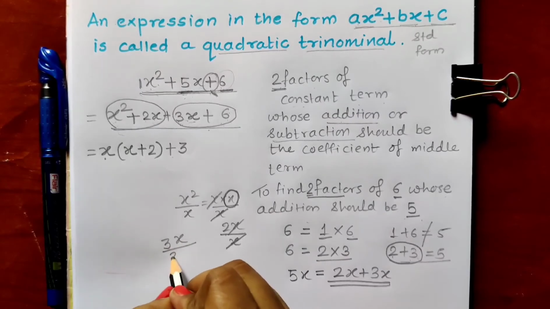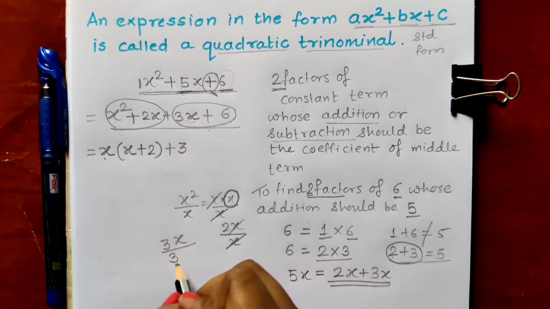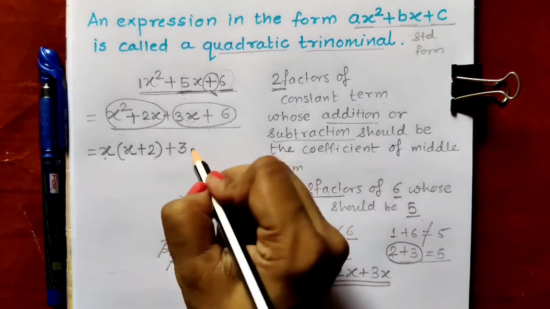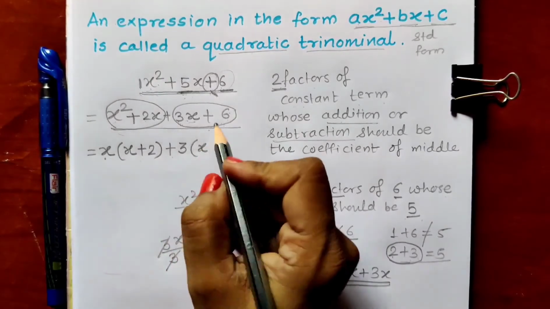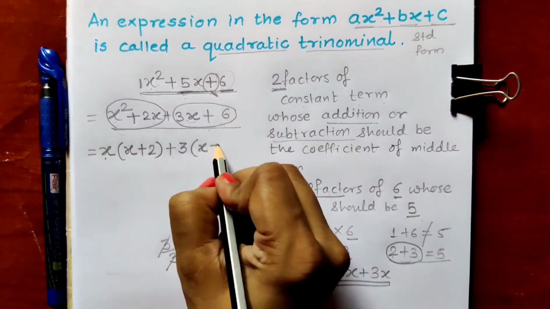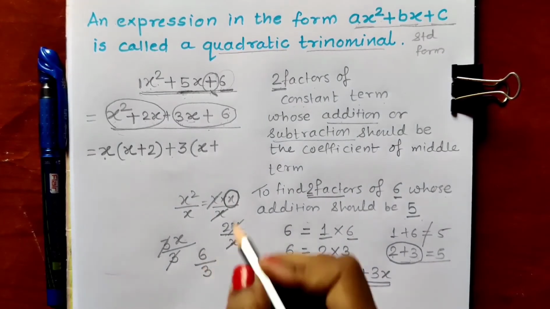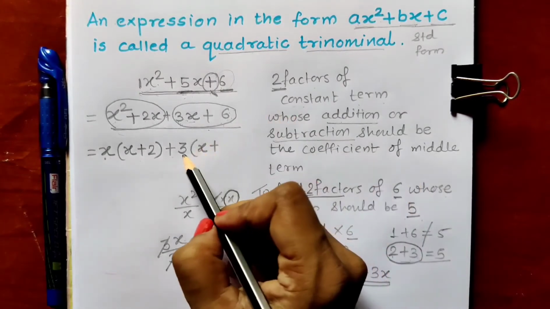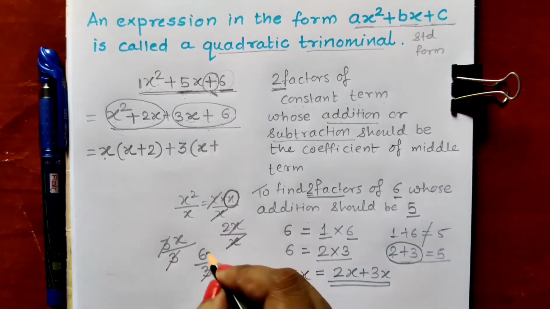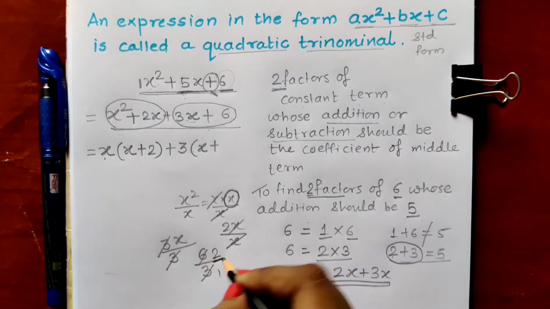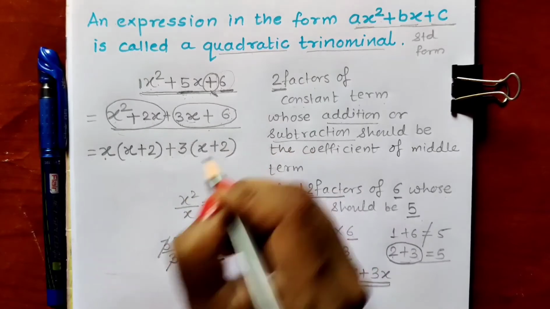So from 3x we have taken out 3 common, that means 3x divided by 3, 3 cancels, x is remaining. That x we write inside the bracket. Plus sign is there, write the plus sign. Then 6 divided by 3. From 6 also we have taken out 3 common. So 3 ones are 3, 3 twos are 6. What are we getting? 2. So this 2 we write in the bracket.